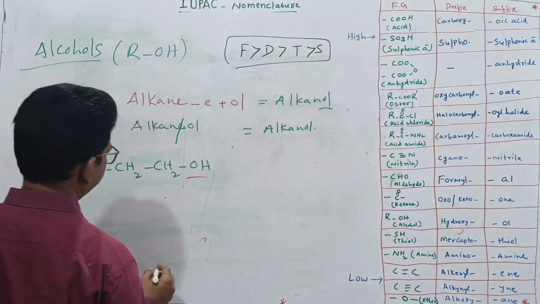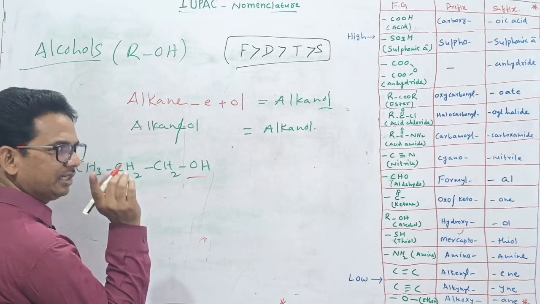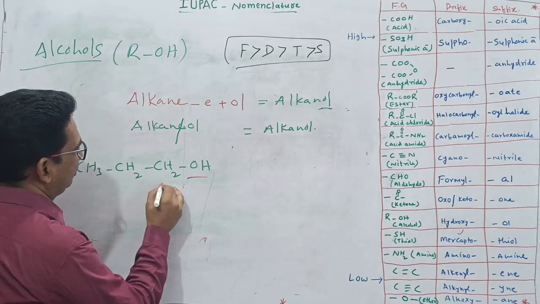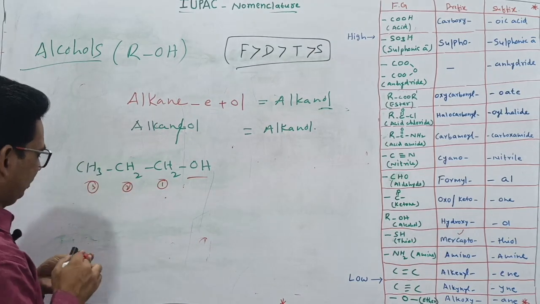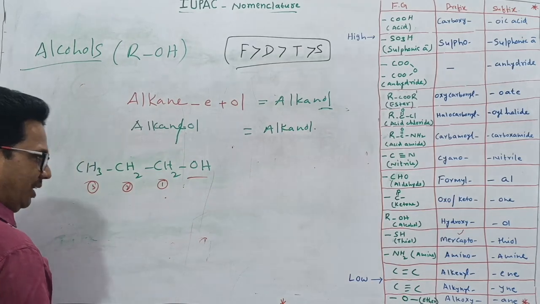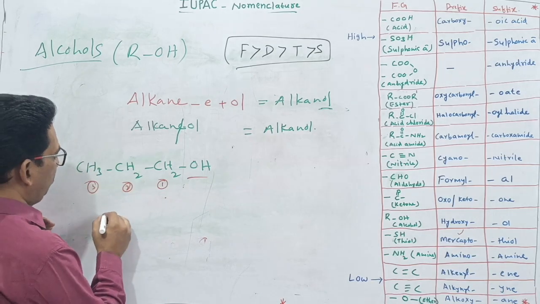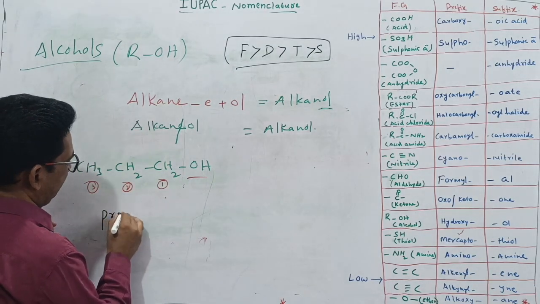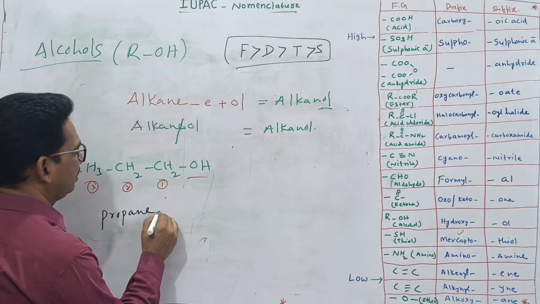Then see. Numbering I have to start. This is not the carbon, oxygen. Don't include that, okay? 1, 2, 3. Just see. What is the word root for this one? Prop. 3 carbons are there. Propane. Is it right? Plus.